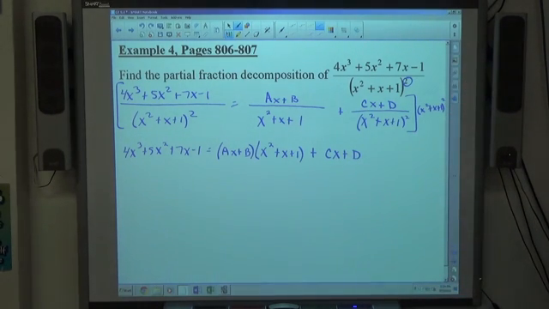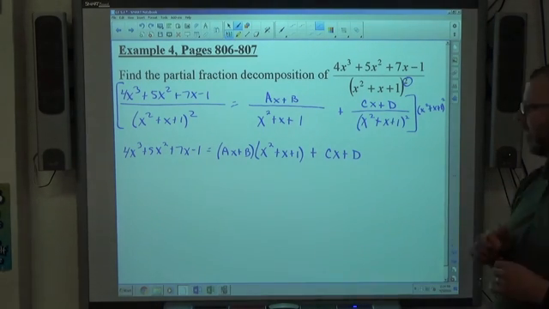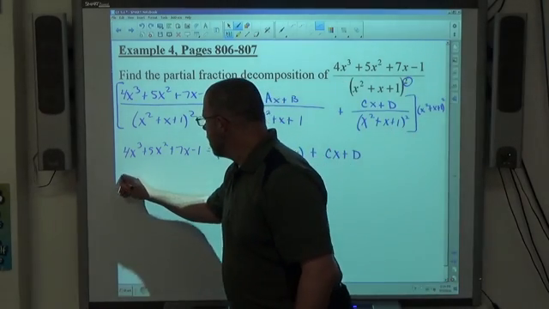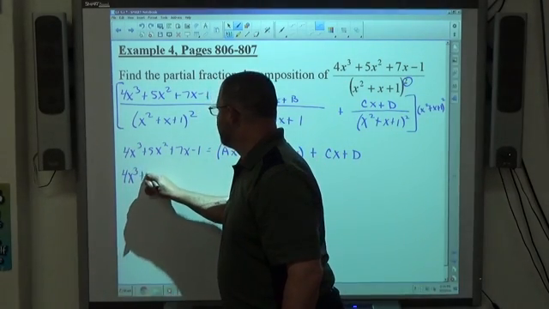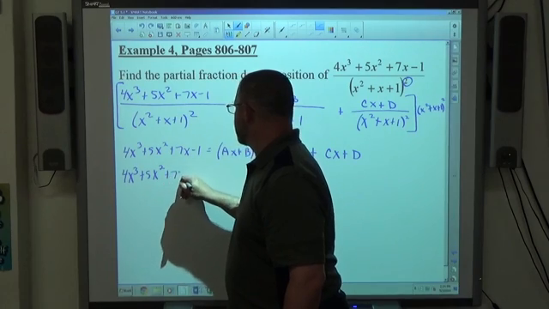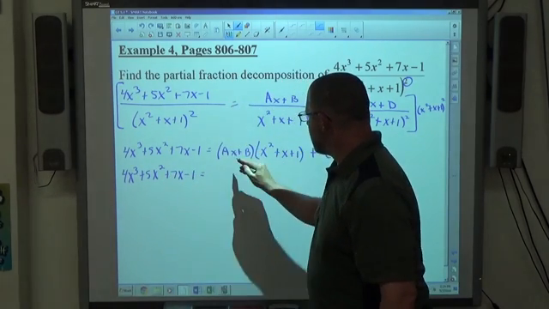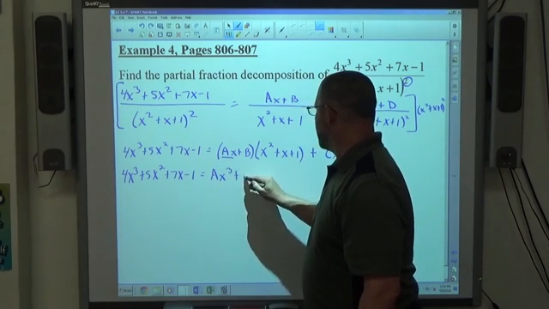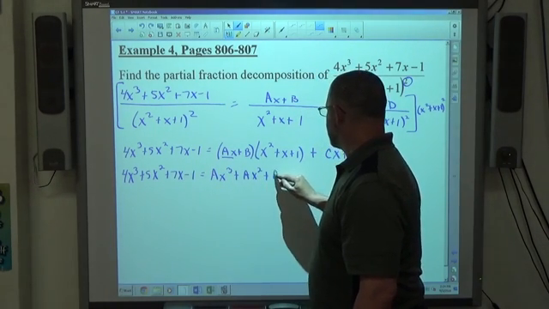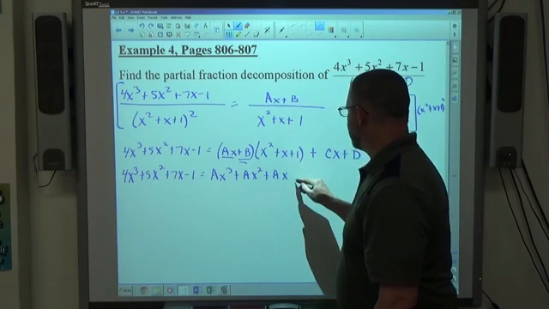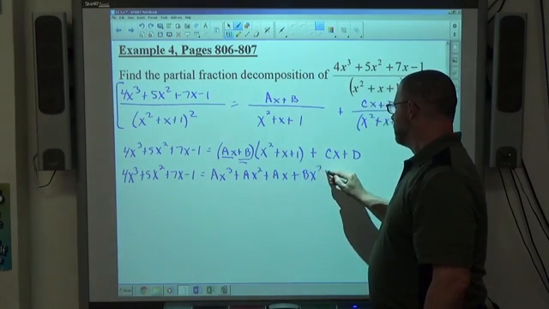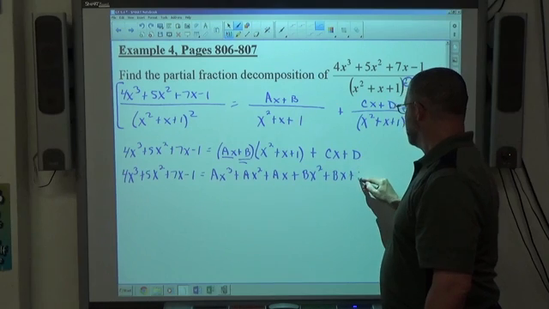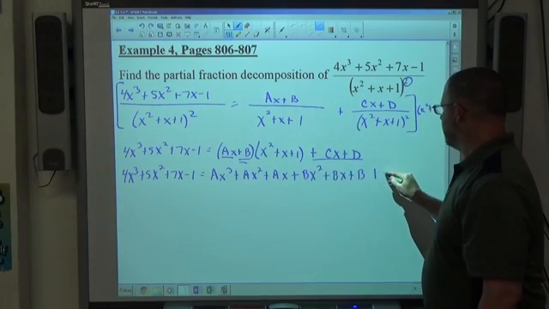So again, we create the structure like we did yesterday, and our job again is to simplify everything as much as possible to compare powers of x together. So 4x cubed plus 5x squared plus 7x minus 1 stays over here. If I multiply ax times all these things, I'm going to get ax cubed plus ax squared plus ax. Multiply positive b times everything, I'm going to get plus bx squared plus bx plus b. And I still have plus cx plus d.